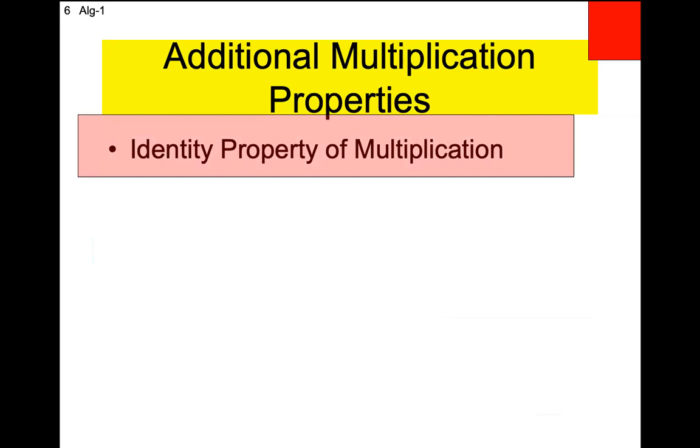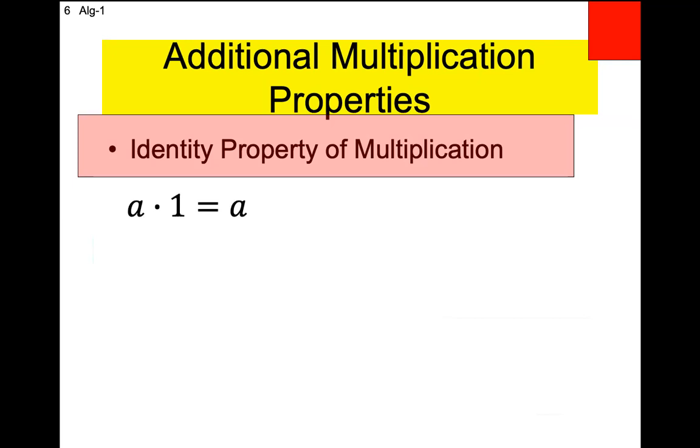When you stand in front of a mirror, you see yourself, right? In other words, nothing has changed. We have 2 identity properties, one for addition and one for multiplication. They have funny sounding names. I've already stated them today. So this one is called the identity property of multiplication, sometimes called the multiplicative property of 1.